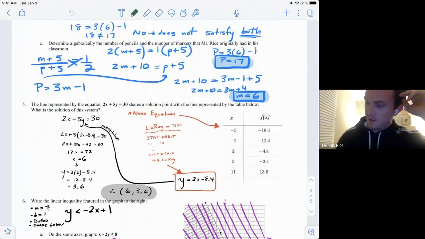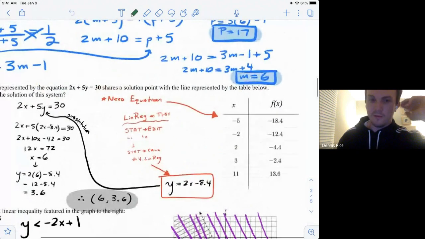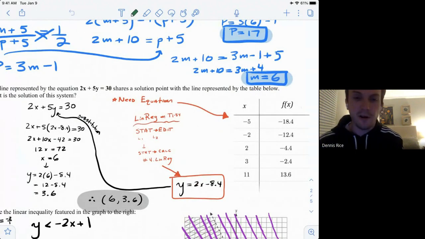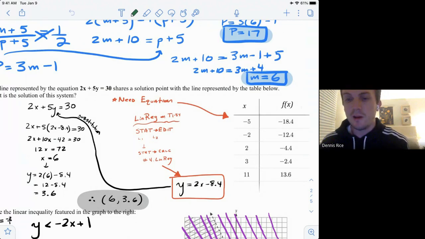Question 5. This one was on both the review sheet and the quizzes, so see if you could play connect the dots there if you're going to see it tomorrow or not. We want to do the lin reg with this one. That's why we're going over lin reg. We want to come up with the equation that's featured in the table. So we do lin reg for the table. We get, in the red box, when you do lin reg, 2x minus 8.4.